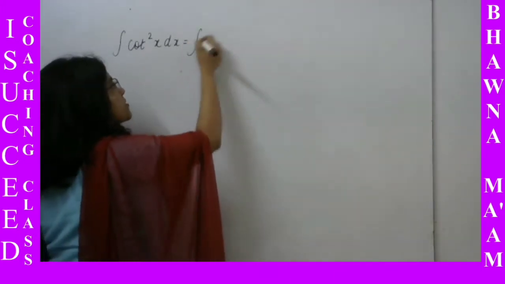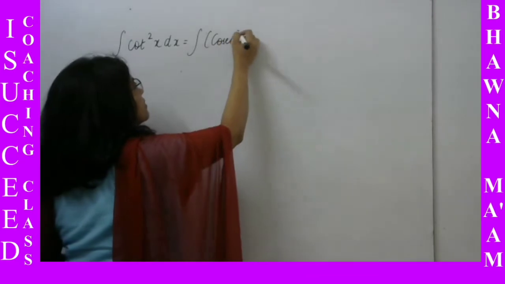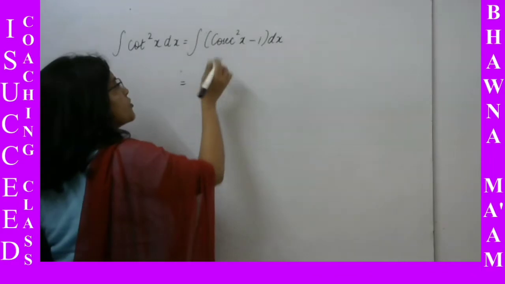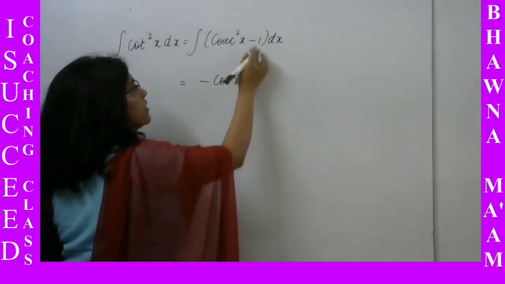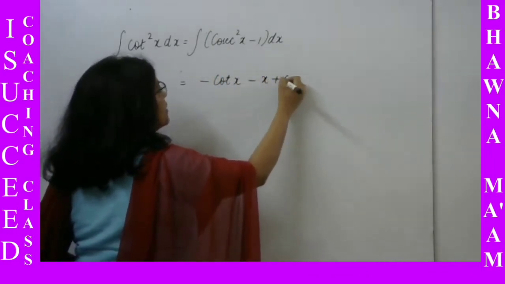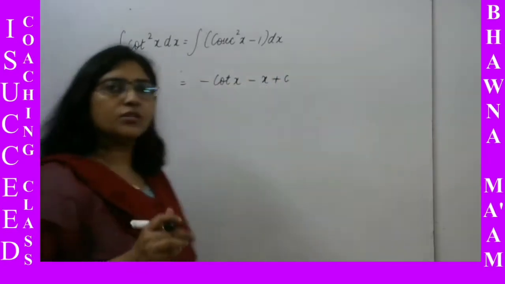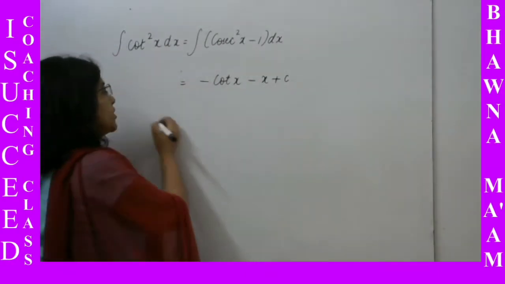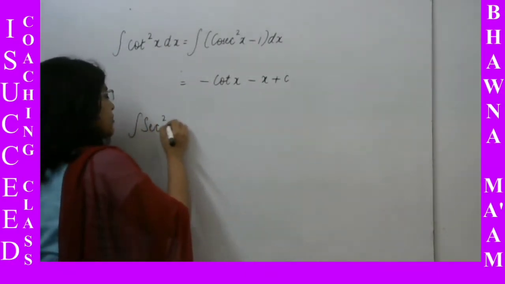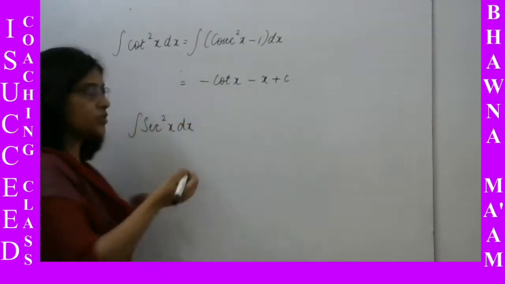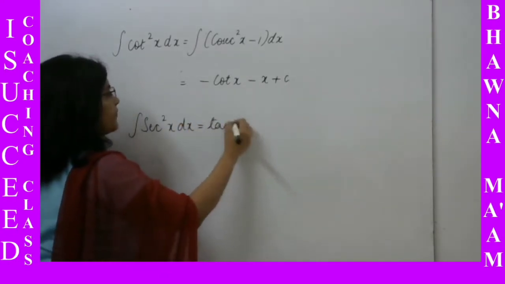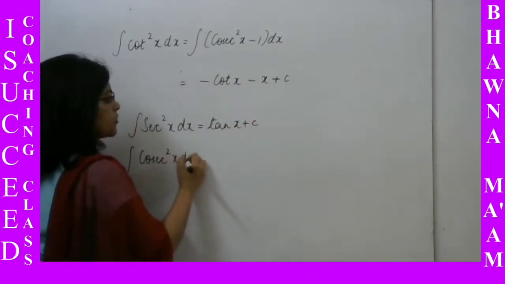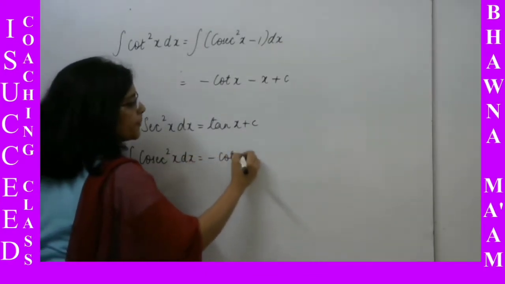Integration of cot square x. Once again, we use the formula from class 10: cosec square x minus 1, dx. Integration of cosec square x is minus cot x. Integration of 1 is x, plus the integration constant. So the only thing you need to remember here is that we directly have the formula for integration of sec square x, that is tan x, and we directly have the integration of cosec square x, minus cot x.